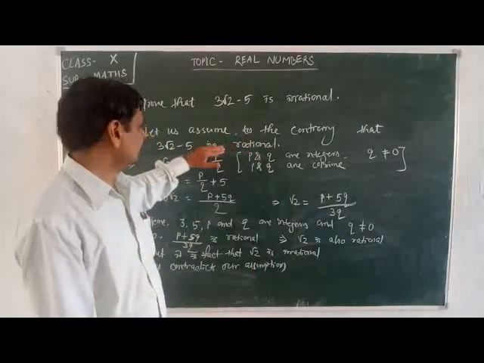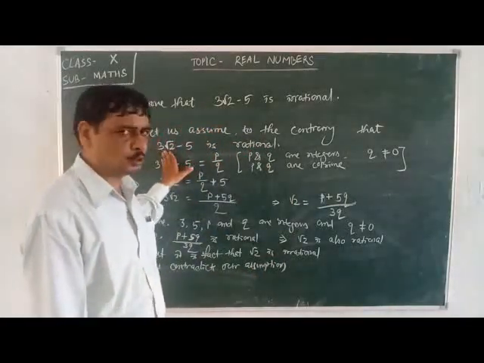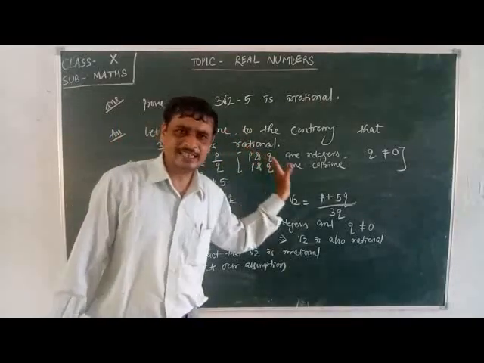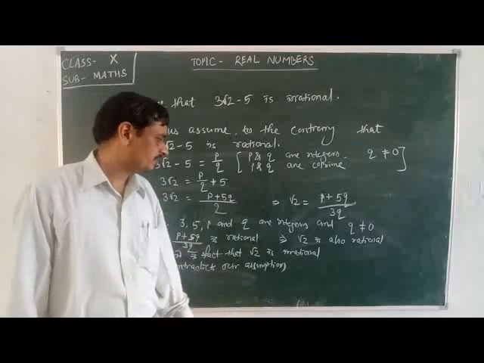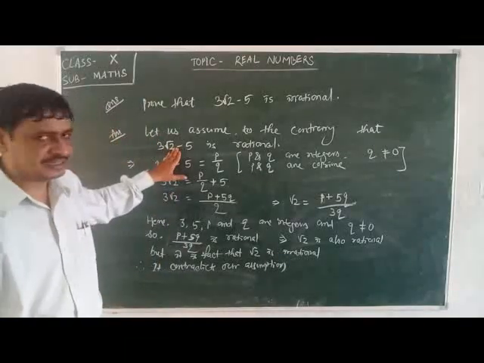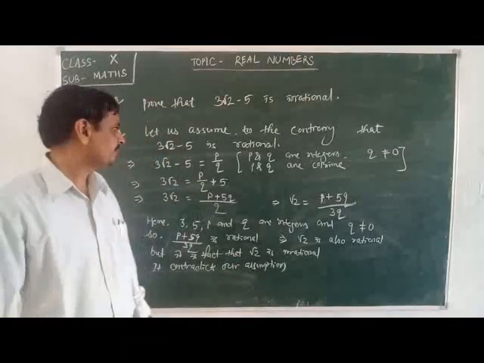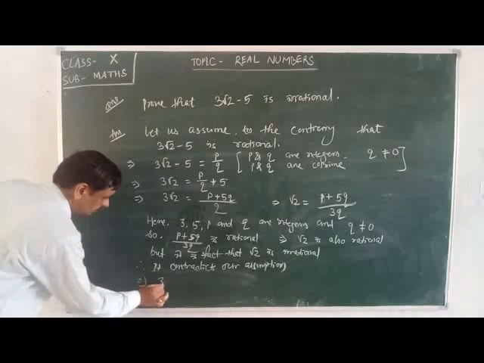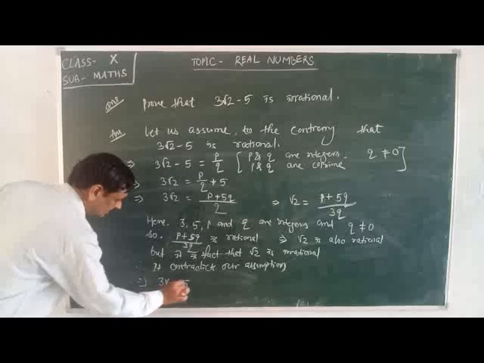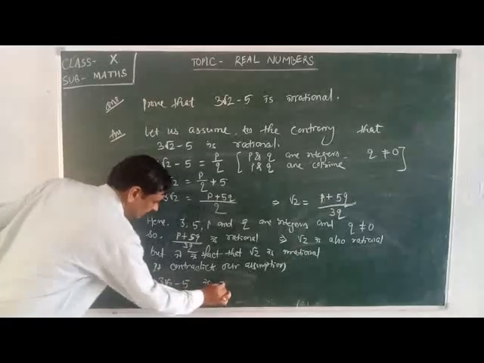What we assumed here, that 3 root 2 minus 5 is rational, is wrong, because this statement is contradicted. Therefore, 3 root 2 minus 5 is irrational.